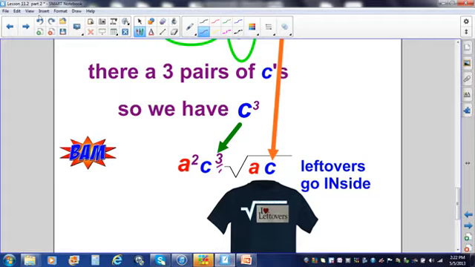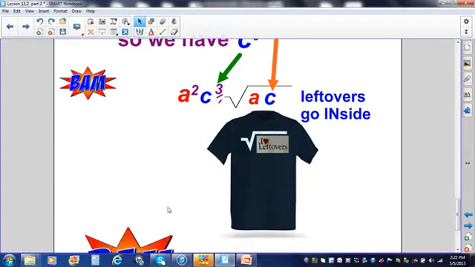So, when you see a problem like that on the EOC, do not be cub-like. You should be very successful on it.